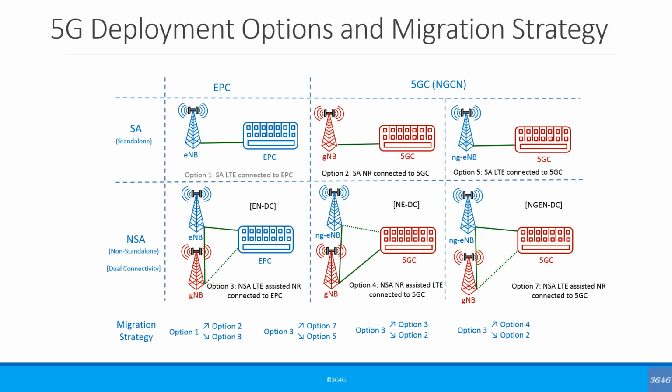So again, their roadmap is not very clear. The standards are not fully ready. They will be ready soon. So most likely we will only see option 3 initially. So from option 3, one of the migration paths is option 7 and option 5. Another migration path is to continue having option 3 and also deploy option 2. Again, another migration path from option 3 is to move to option 4 and option 2.